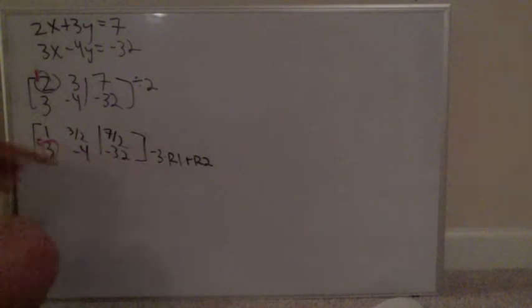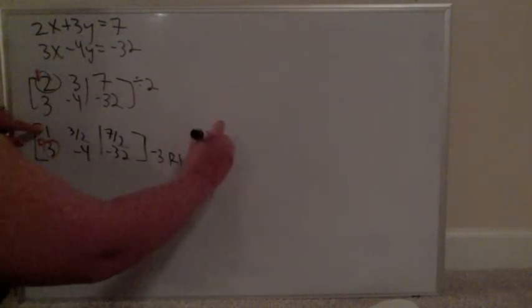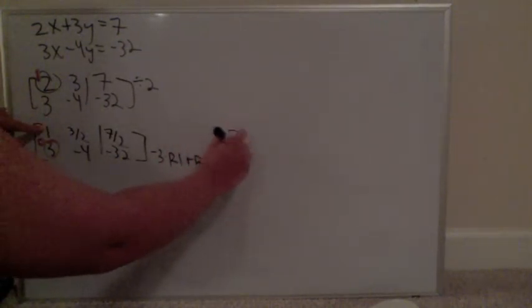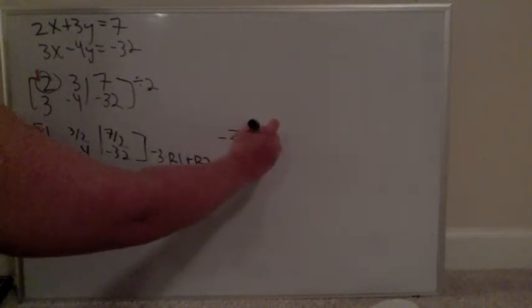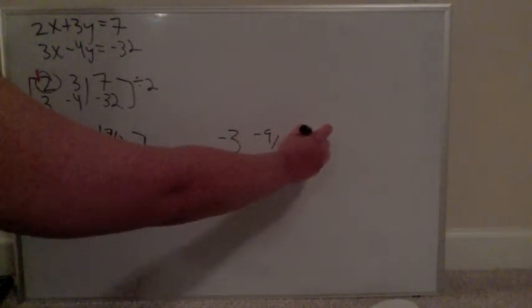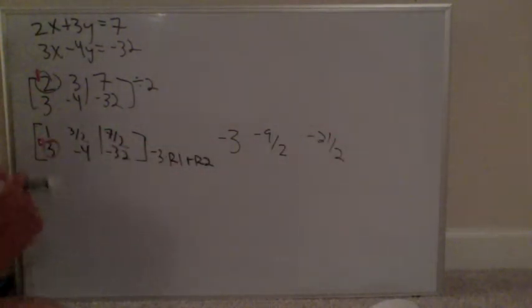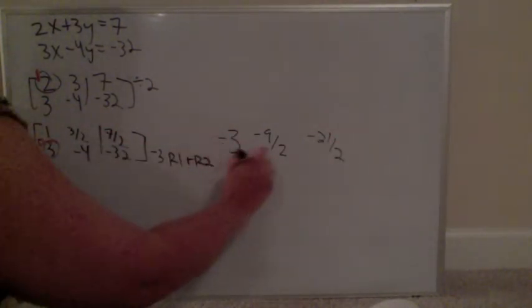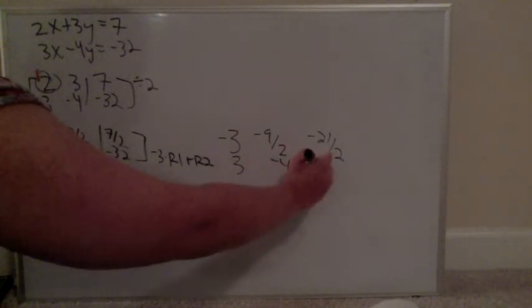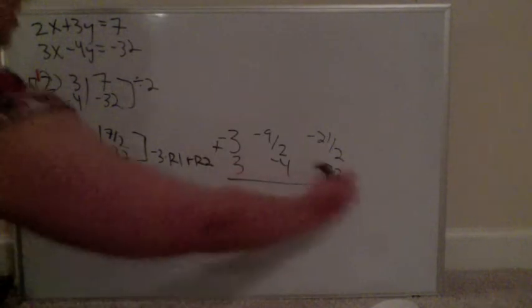So the first one is I'll multiply row 1 by -3. So that is -3, -9 over 2, and -21 over 2. Then I'm going to keep row 2 the same. So 3, -4, -32. And I'm going to add these.